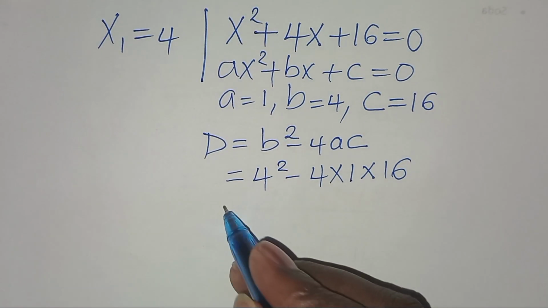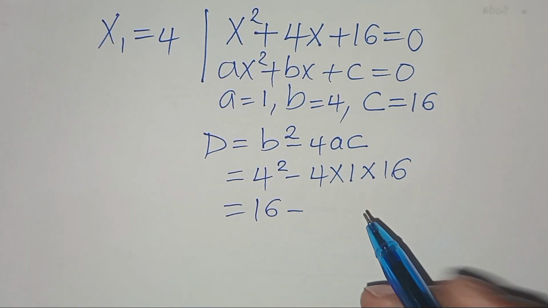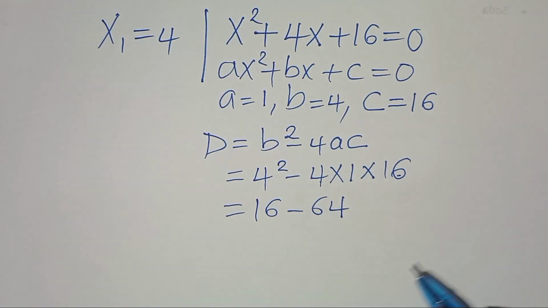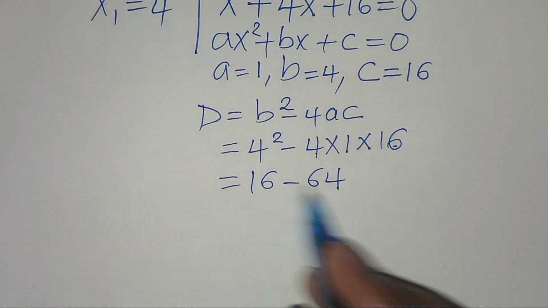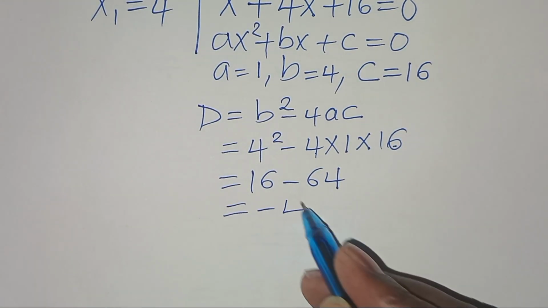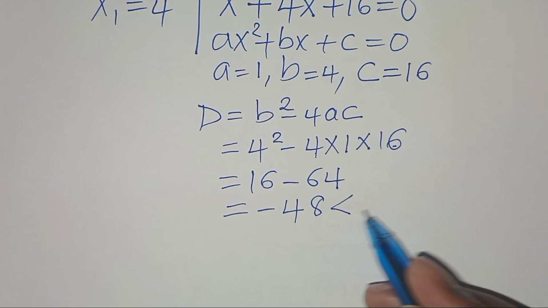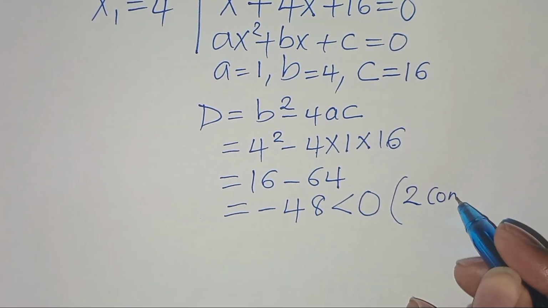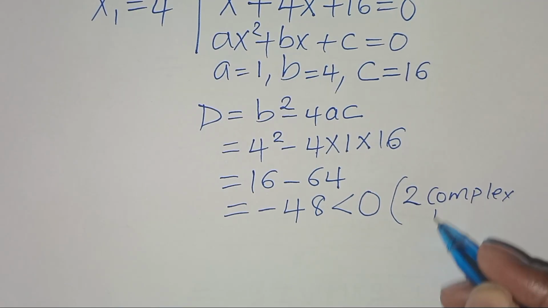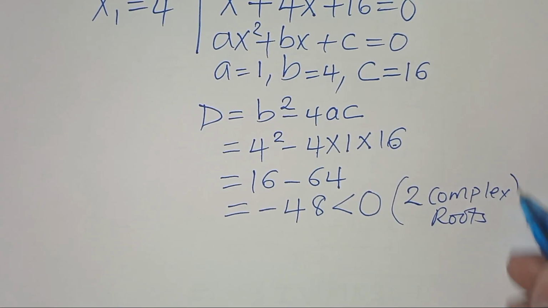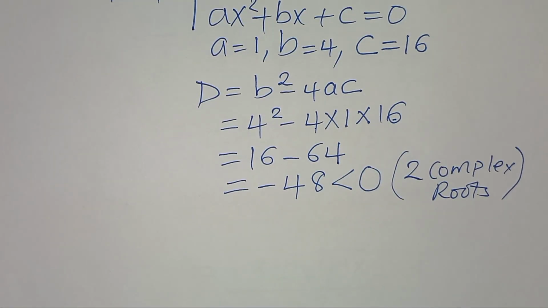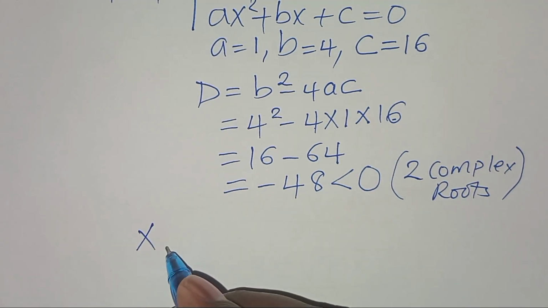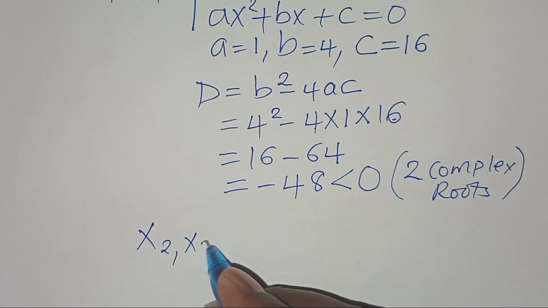So here we have 4 squared, this is 16, subtract 16 times 4, this is basically equal to 64. So 16 minus 64, this is negative 48, which is less than 0. And that implies that we have two complex roots here. Okay? So now to solve for these two complex roots, let's apply the quadratic formula, that is x2 and x3.